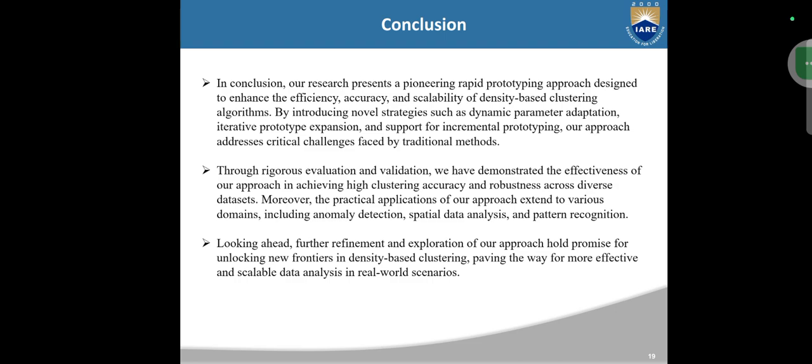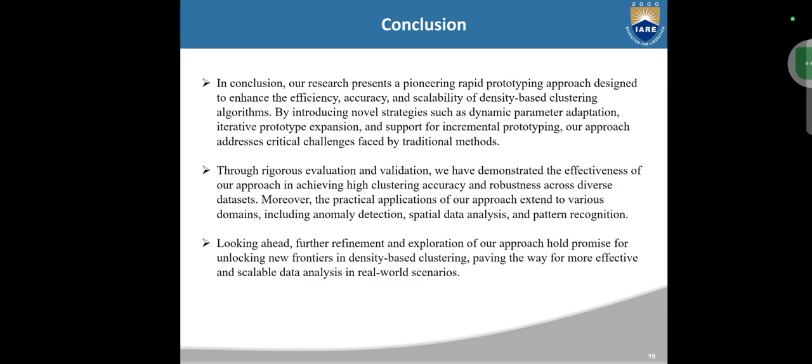Conclusion. In conclusion, our research presents a rapid prototyping approach designed to enhance the efficiency, accuracy, and scalability of density based clustering algorithms. By introducing novel features such as dynamic parameter adaptation, iterative prototype expansion, and support for incremental prototyping, our approach addresses critical challenges faced by traditional methods.